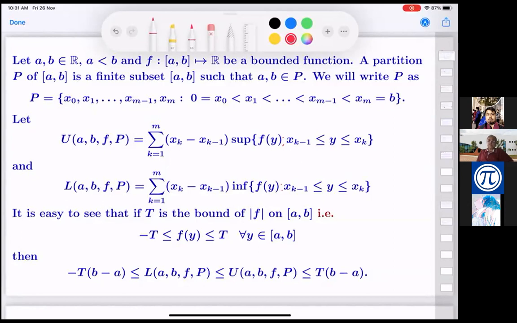Now, a partition could be defined in many different ways. For writing, I have chosen it simply as a finite subset of [a, b]. The starting and end points are also there, and some finitely many points. Then we order those points and write them as x0, x1, ..., xm minus 1, xm, where m is arbitrary, depending on how many points are in the partition P. We choose them so that x0 is strictly less than x1, strictly less than up to xm, which is b.